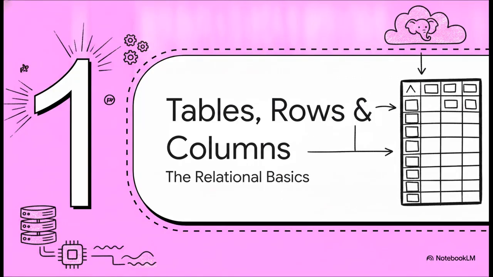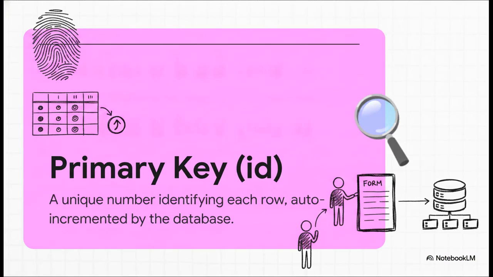All right, part one, tables, rows, and columns, the relational basics. If you can picture a giant, highly organized spreadsheet, you honestly already understand the core concept of a relational database. And the absolute foundation of this whole system is what we call the primary key, usually just named ID. Think of it as a unique digital fingerprint for every single record. It's a number that the database automatically increments every time a new entry drops in. Because of this primary key, no two form submissions can ever get mixed up, even if two people named John Smith submit your form at the exact same millisecond.